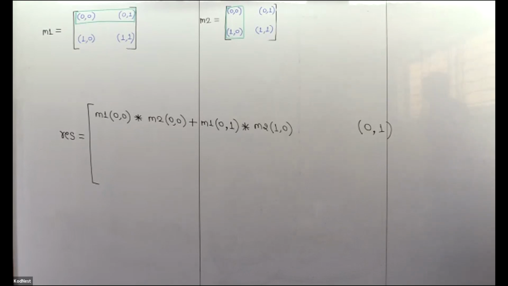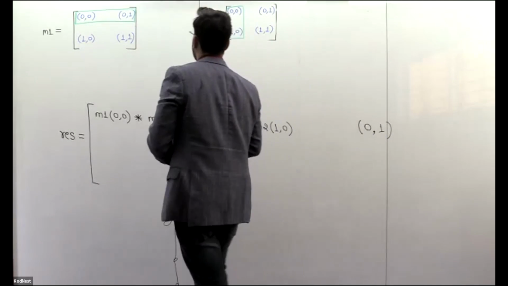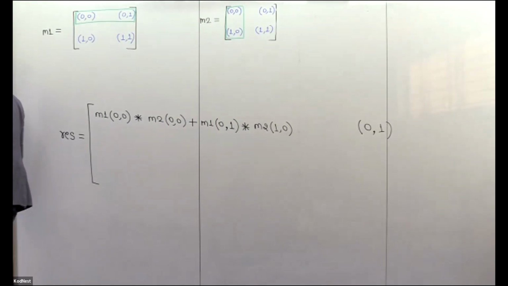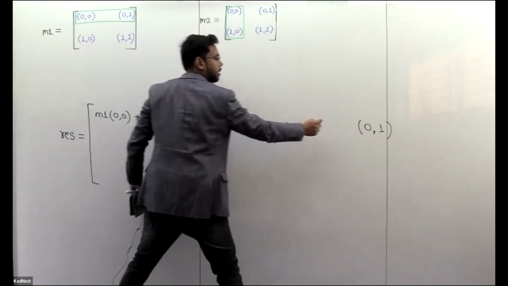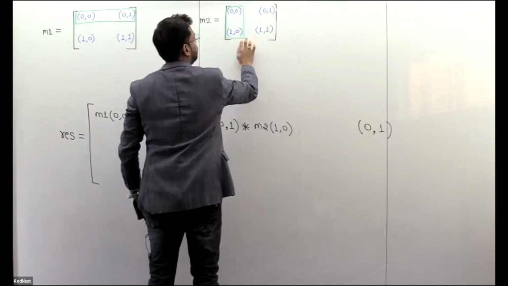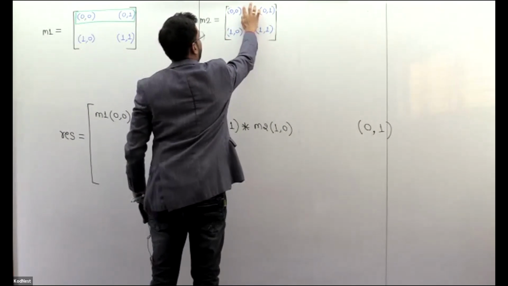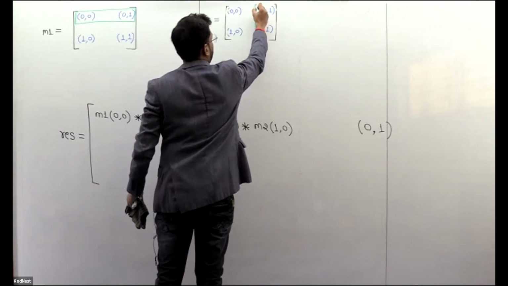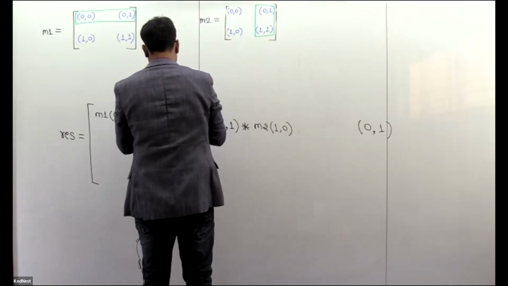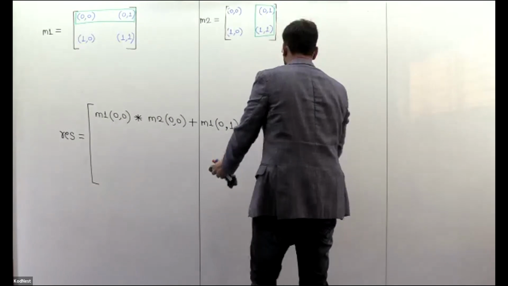Great. So many of you have derived this particular formula. So now for finding 0, 1, I have to consider the 0th row of the first matrix and the first column of the second matrix. So here I will tell, now I have to consider the first column of the second matrix. This column I have to consider. Let us write the formula and you see whether you wrote the correct formula or not.